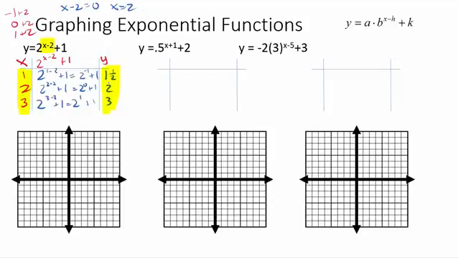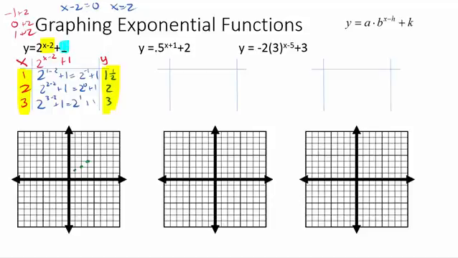So let's graph the first one. We've got the point 1, 1.5, so that would be at 1, 1.5 right here. And next up we've got 2, 2, that would be right here. And then we've got the point 3, 3, which would be right here. And we can start to see this exponential function take shape.